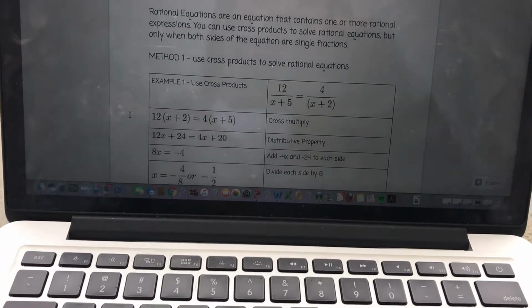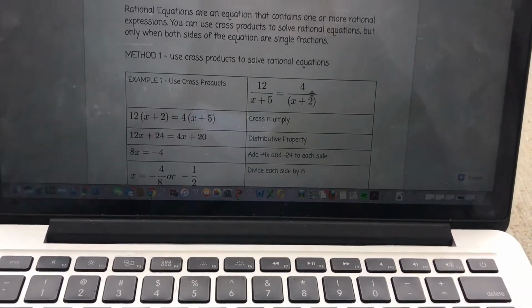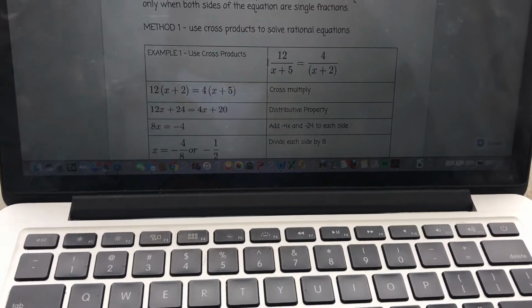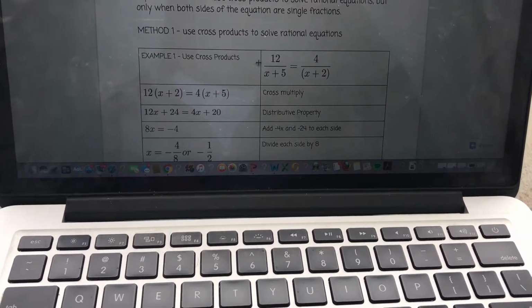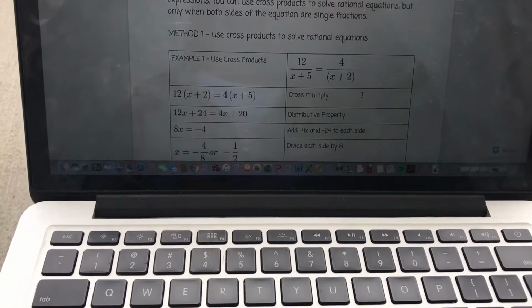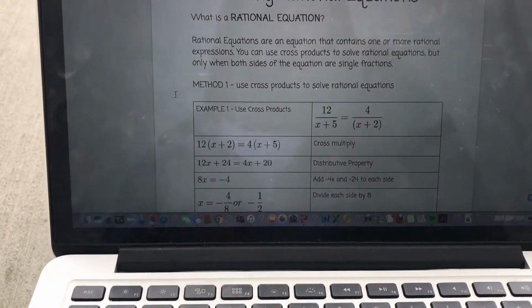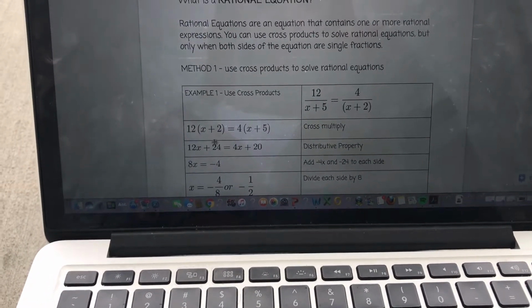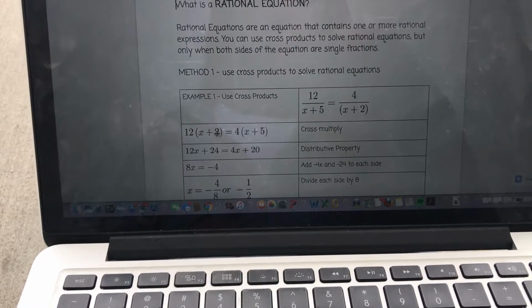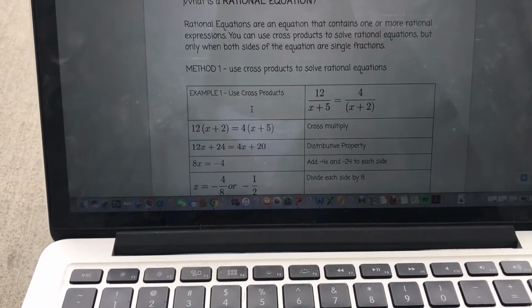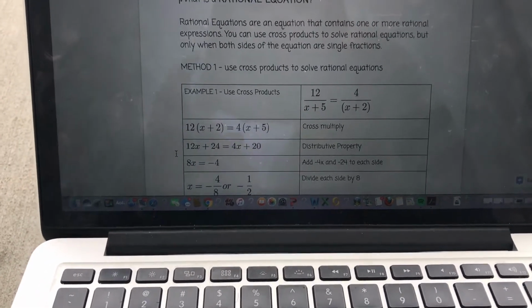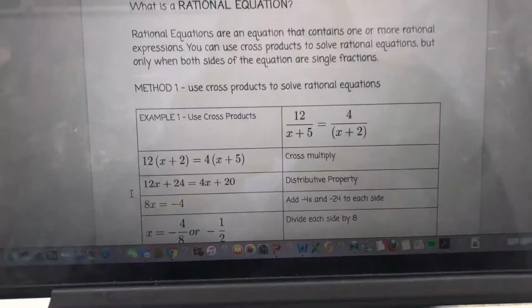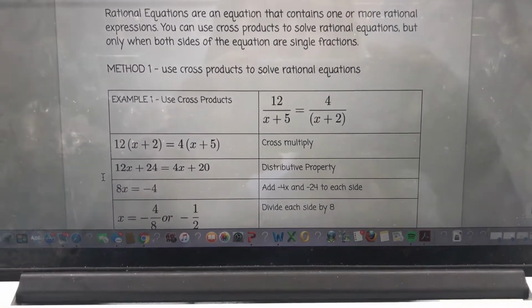So if we're given this equation here, we're going to use cross products. So we're going to cross multiply. The equation is 12 over x plus 5 equals 4 over x plus 2. And the first step in solving this rational equation is cross multiplying. So when we cross multiply, we get 12 times x plus 2 equals 4 times x plus 5.